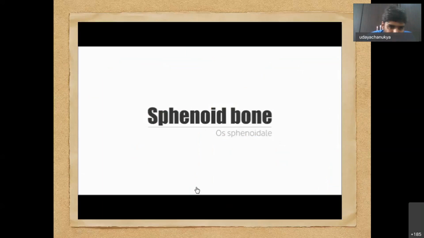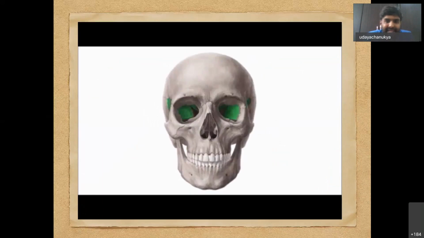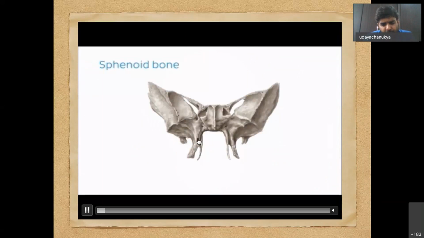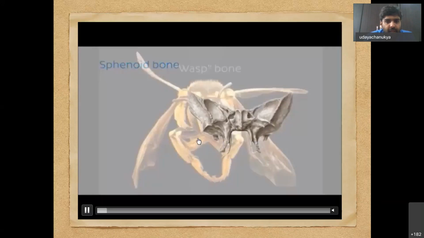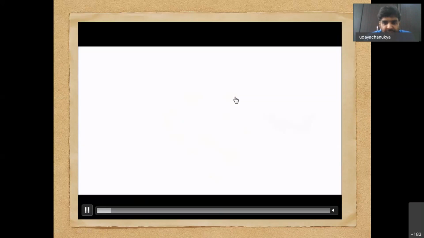We'll have a short animation so that we can understand it in a better way. The sphenoid bone is known as os sphenoidale in Latin. The sphenoid bone is the most complex bone of the skull. It is also known as the wasp bone, given its shape.